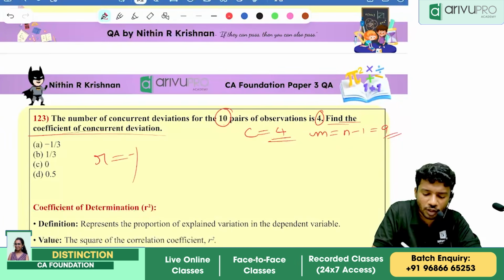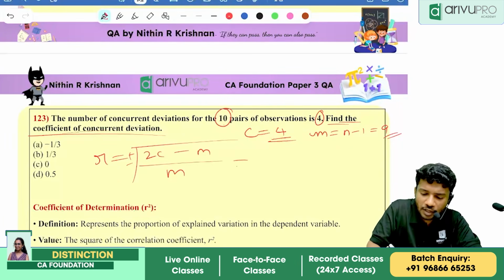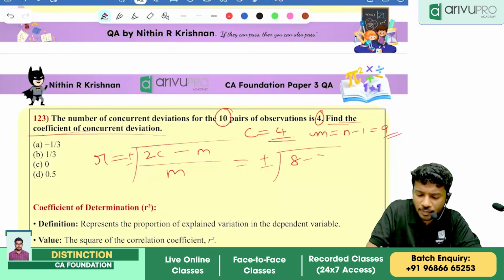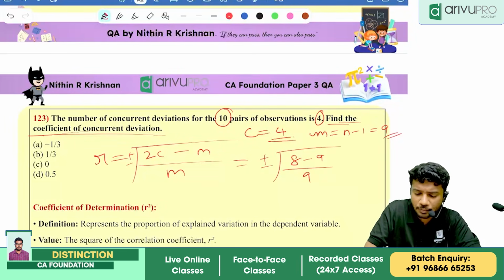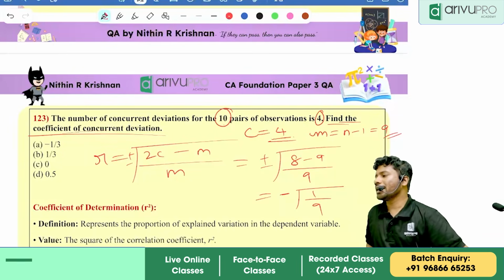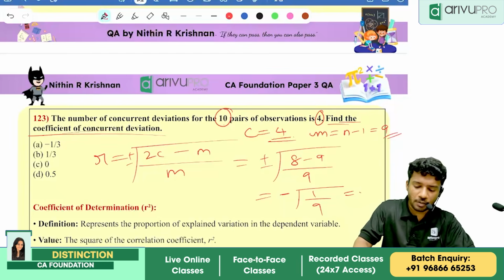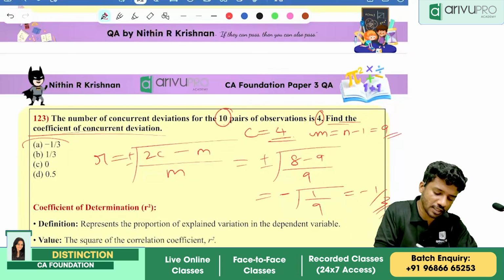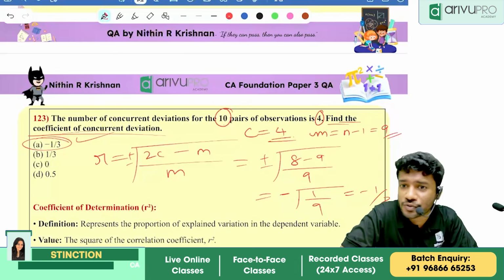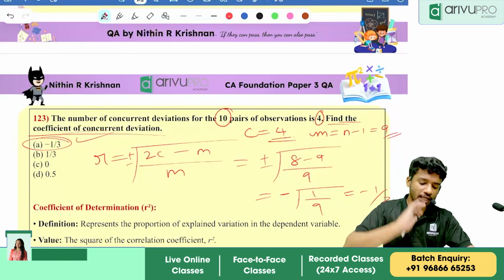R is equal to plus or minus root of (2C minus M) divided by M, which is plus or minus root of (2 into 4, which is 8, minus 9) divided by 9. People, the numerator is negative, so you will put a negative sign outside and write 1 by 9. How much is the answer, people? Minus 1 by 3 is the answer. Option A is the answer. I hope everyone understood this. Pakka? So that's all, people.